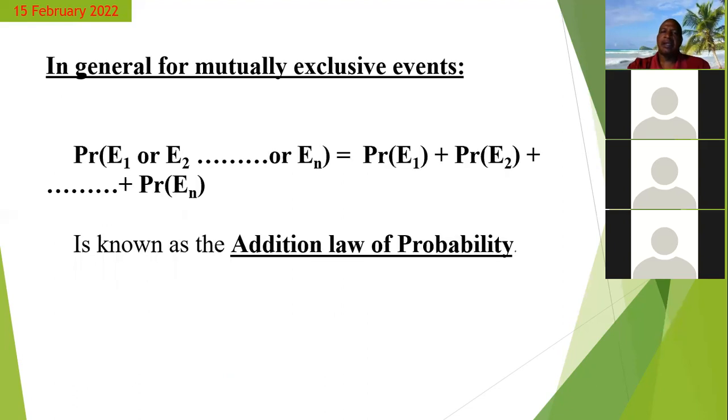Now, in general, a general formula for mutually exclusive events. If we want to find the probability of E1 or E2 or E3 or E4 up to a number of events, let's call it up to En, all we do is add the probability of E1 plus E2 plus E3 plus E4, all the way up to En. That's what we call the addition law of probability. The addition law of probability applies to mutually exclusive events. All right, guys?